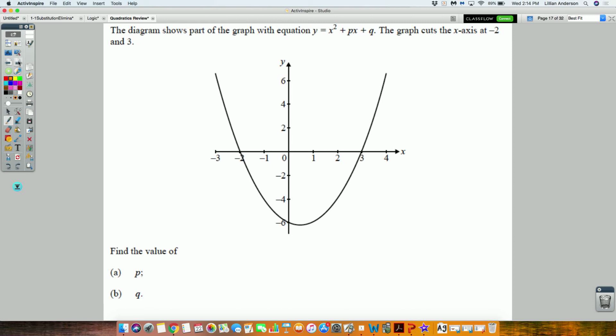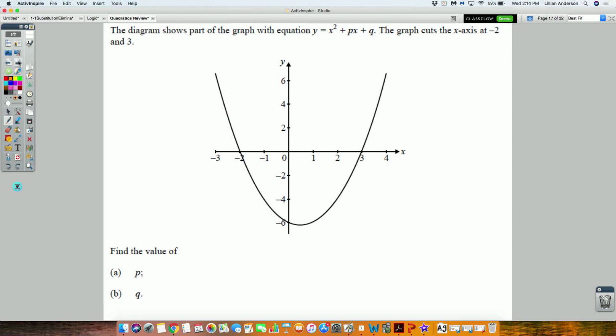All right. The diagram shows the graph of the equation y equals x squared plus px plus q, and it cuts the x-axis at -2 and +3, and you're asked to find the value of those variables. Any suggestions? Elijah? Use the coordinates to get your x-intercept form, and then transfer that to standard form? You sure can.